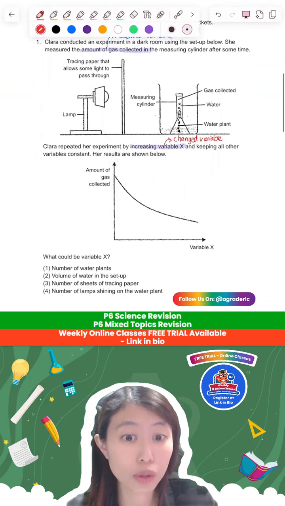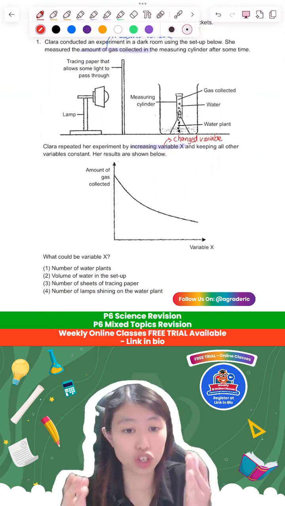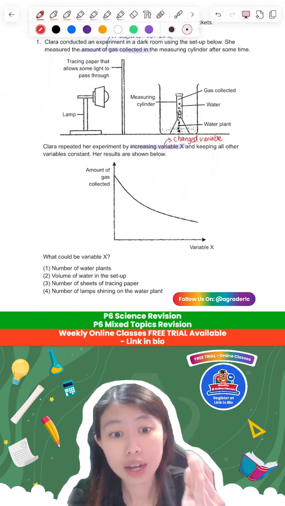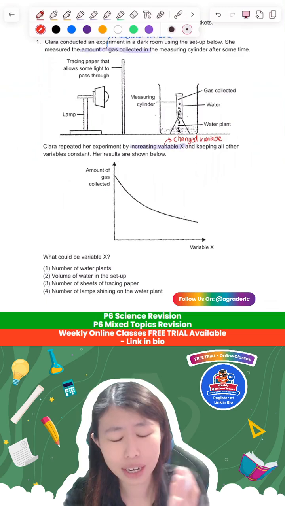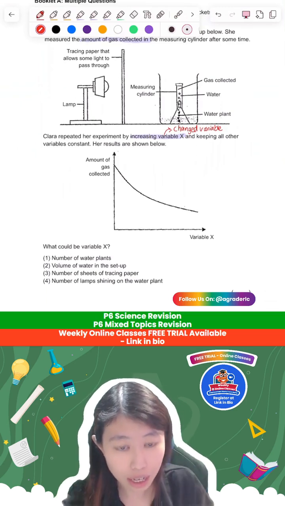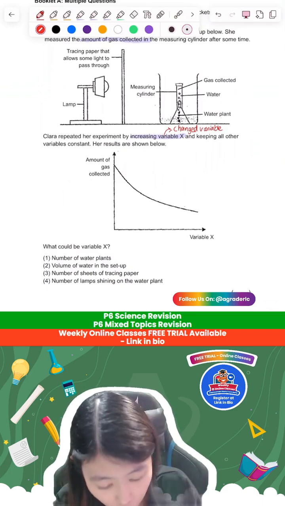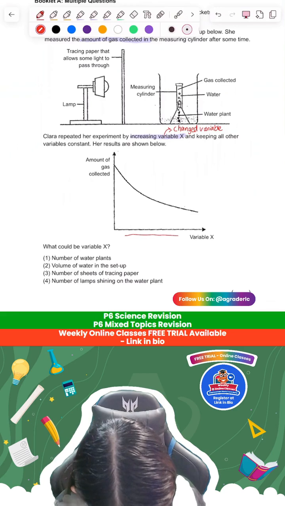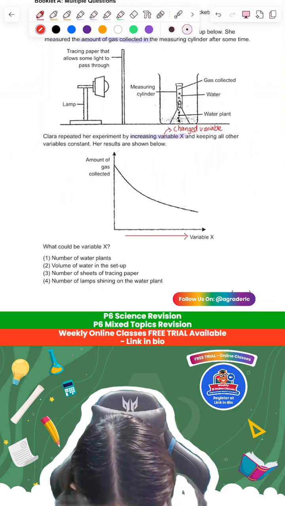What happens here is they're asking you what could be variable x. We don't know what the person changed, but based on the results, you're supposed to choose the correct option. So what do we notice about the results? When this particular changed variable increases, from left to right, it means it increases.